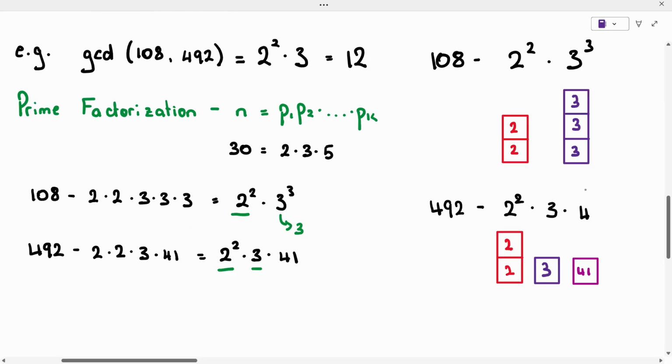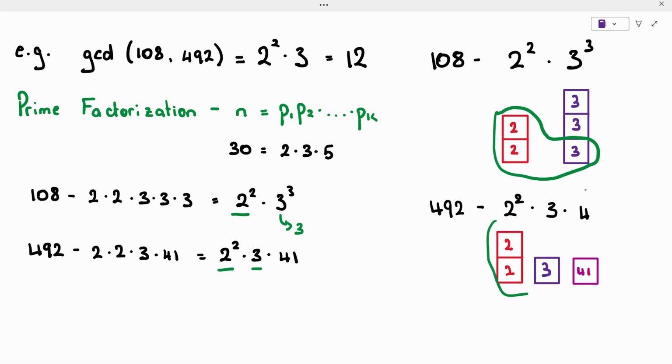So here's a quick visualization of why 12 is the answer. You could think of each one of these blocks as a factor of the number. So there are two sets of factors of 2 and three sets of factors of 3 in 108. There are two sets of 2, one set of 3, and one set of 41 in 492. So since each of these blocks are a divisor of 108 or 492 respectively, the greatest common divisor is just going to be which blocks are common to both numbers. So we have 2 times 2 times 3, which is 12.